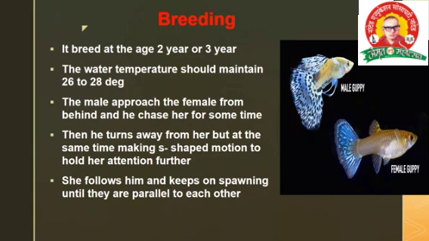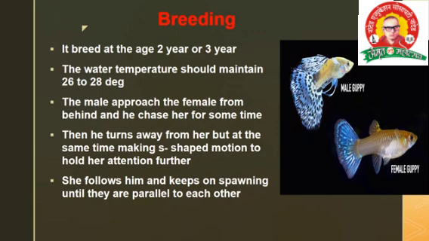Okay. Then select a mature male and an unfertilized female and keep them in a separate tank. This is an important point. At the time of breeding, the mature male and female can be kept in a separate tank. A medium size aquarium tank should be used for breeding of guppy. Okay, the water temperature should be near about 68 to 80 Fahrenheit, meaning 26 to 28 degrees Celsius. This is an important point.